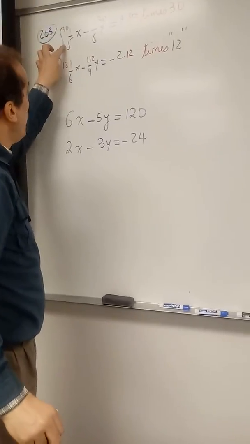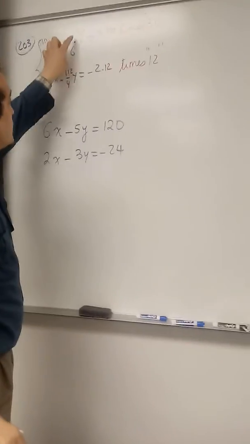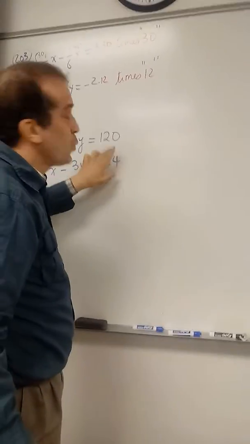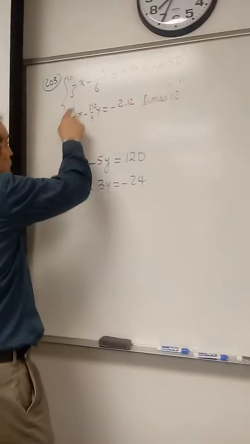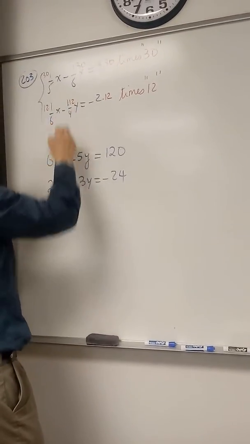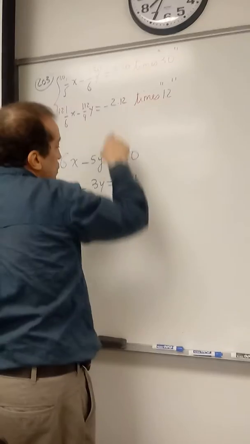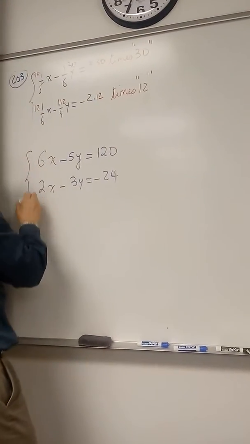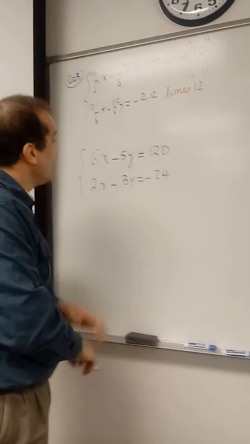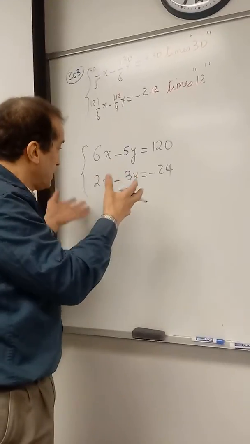30 times 1 over 5 is 6x. 30 times 1 over 6 is minus 5y. 4 times 30 is 120. 12 times 1 over 6 is 2x. Minus 1 times 12 over 4 is 3y. Minus 2 times 12 is minus 24. Now we have a system without fractions, but we still need to do something about it to solve it.